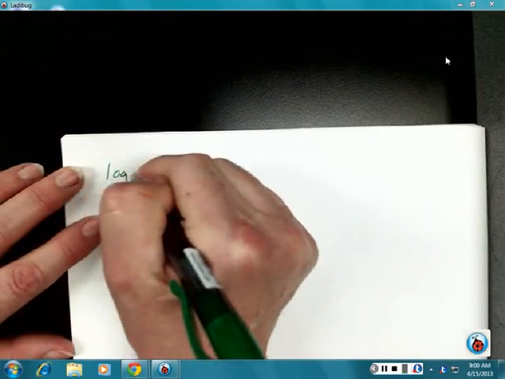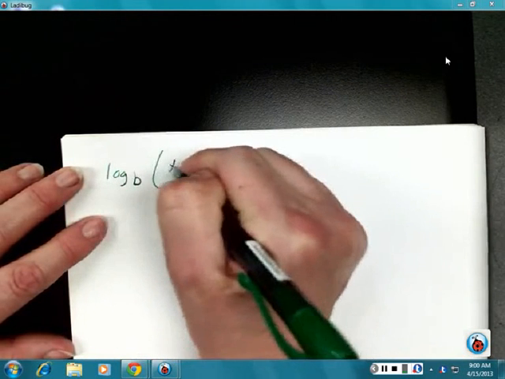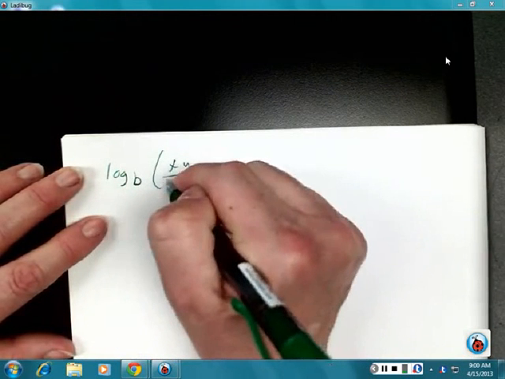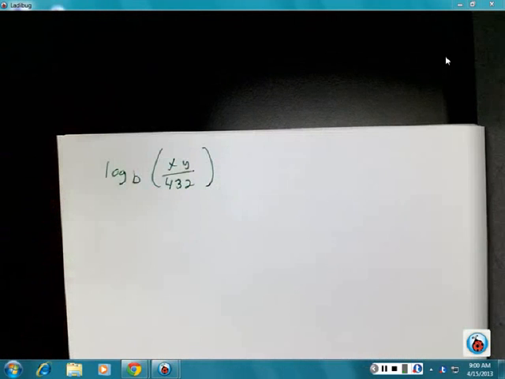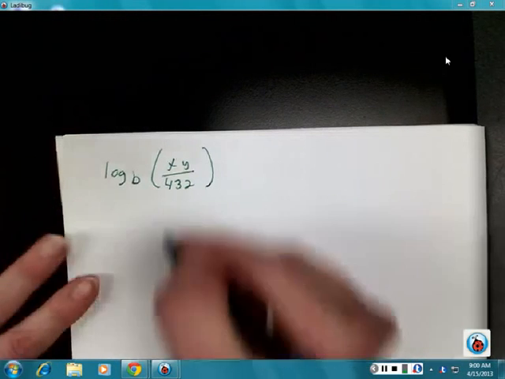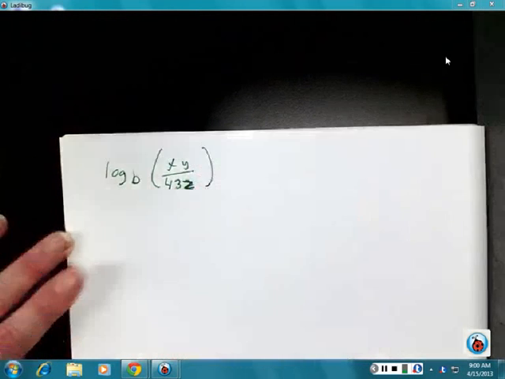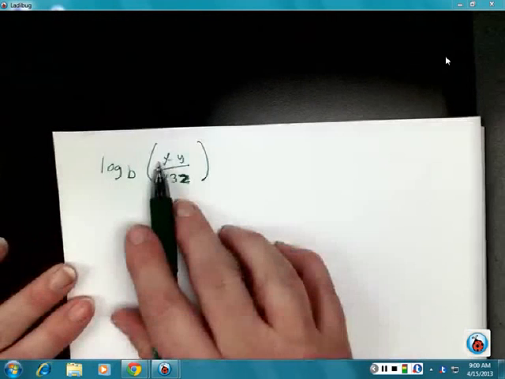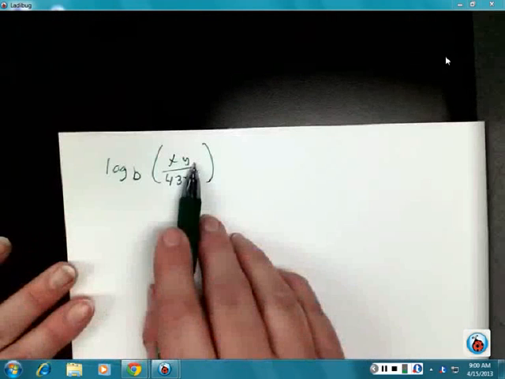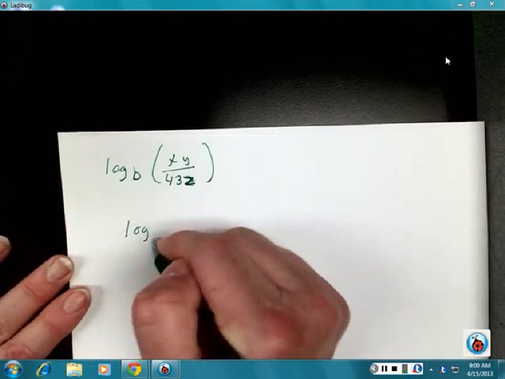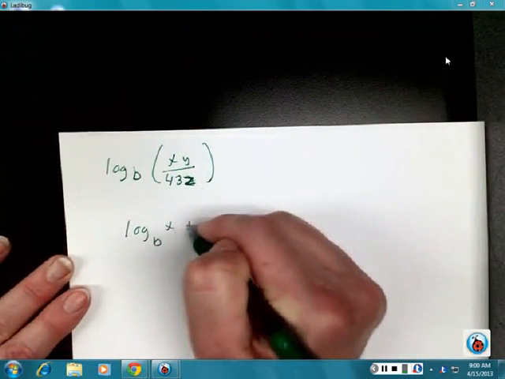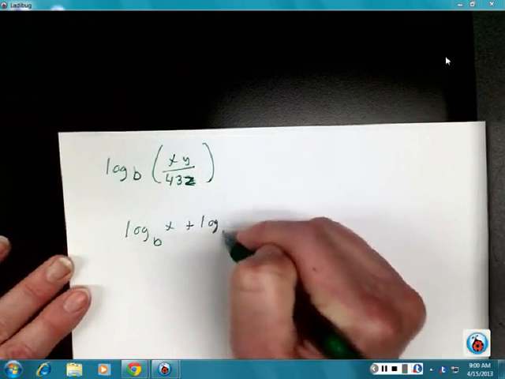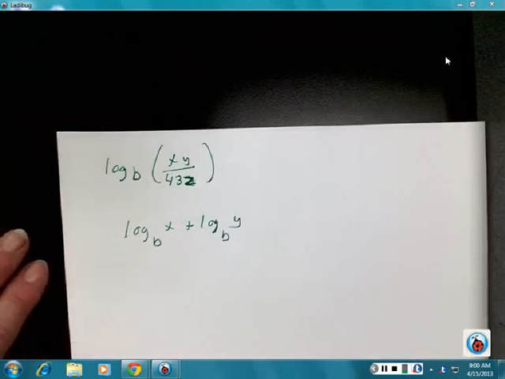They give you something like this, log b of x times y, all over 43z, I guess is what they had in there. And so how would I break that thing apart? Well, what I have in the top part is a multiplication, so that means I have log b x plus log b y. We okay with that part?